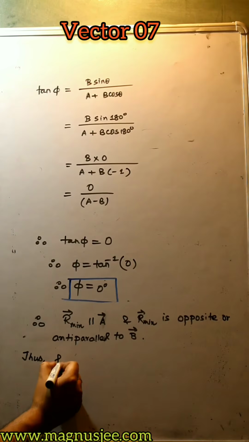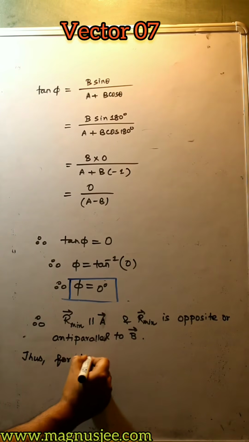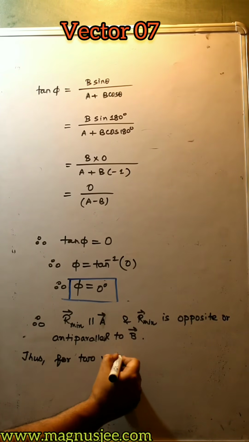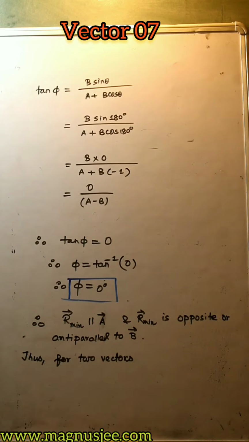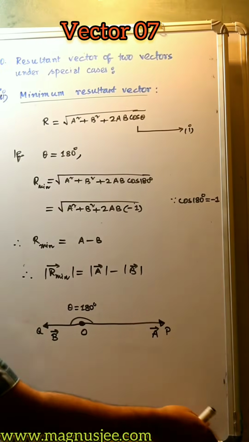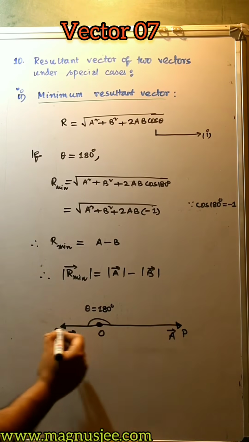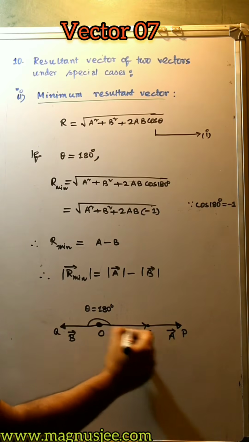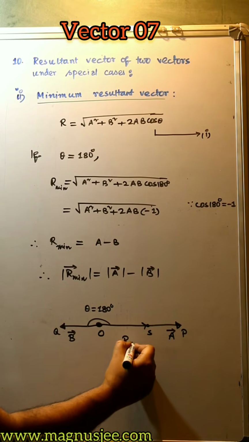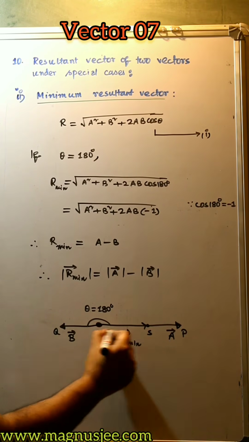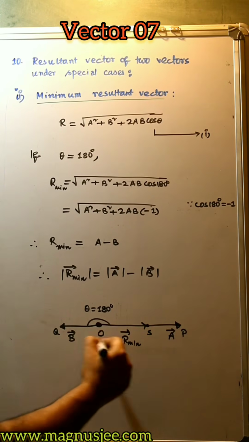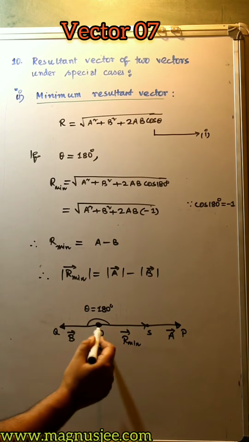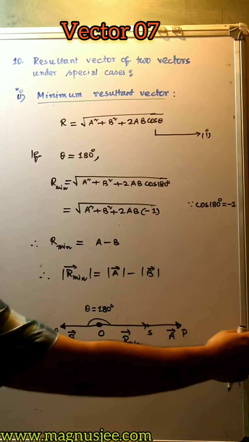Thus, for two vectors in this case in the diagram, vector A and vector B are acting in opposite directions, and the minimum resultant vector, that is vector R min, will be represented by the straight line OS in magnitude and direction, and vector R min is opposite to the smaller vector B.